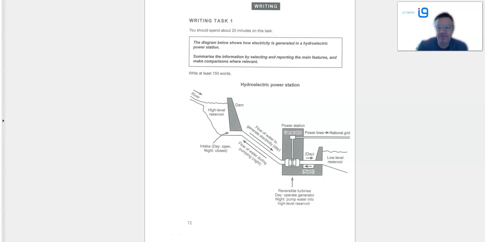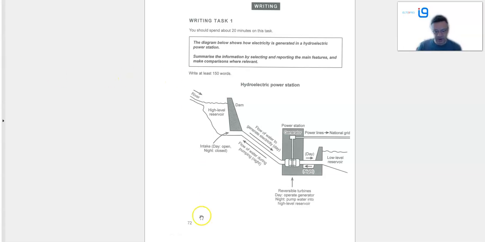If you've been following in the Telegram group, IELTS 9 Pro, or on YouTube, wherever you're watching this, we're going through Cambridge 17, 16, 15, 14, all the way down to number 1, Academic Task 1s. Done 17, 16, 15. This is Cambridge 14, test number 3. Hydroelectric Power Station, the process one.